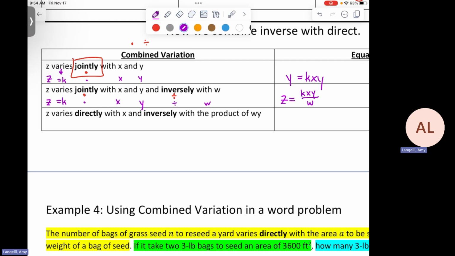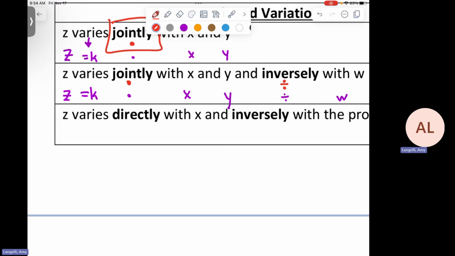All right, let's try one more time. What do we have? We have a directly. What does directly mean? Do you remember, multiply or divide?